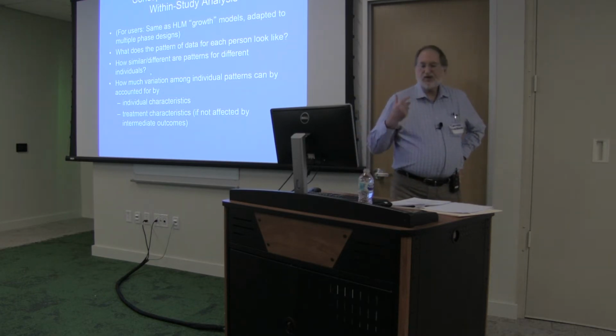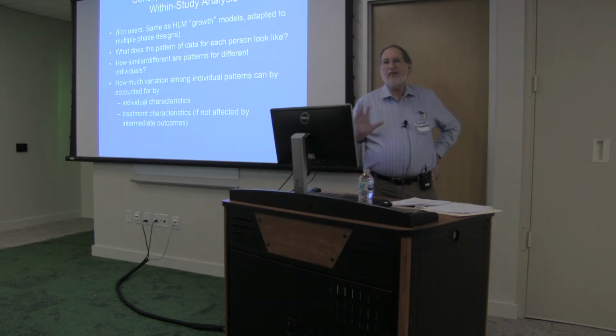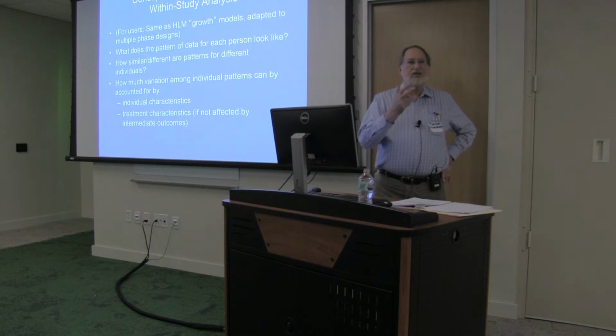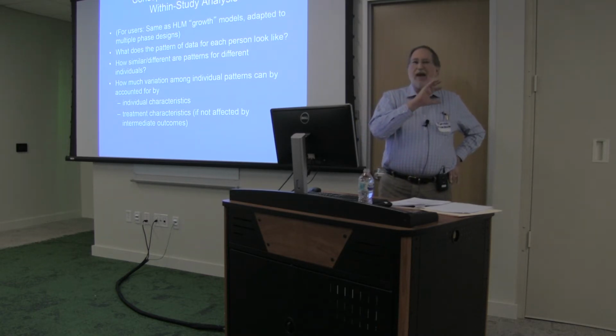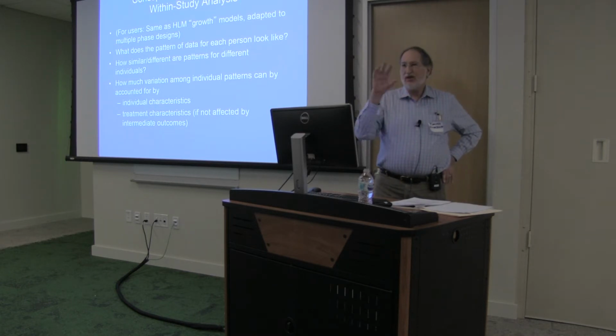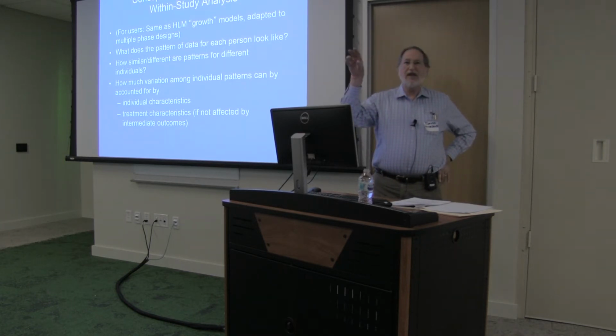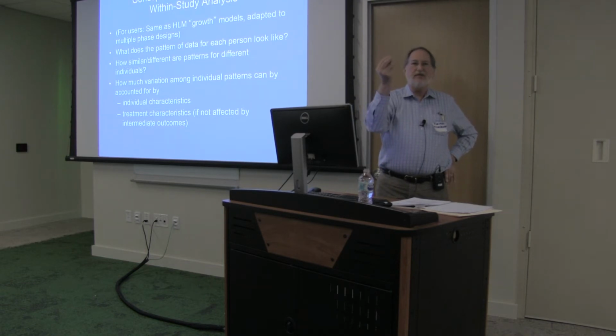I'm going to try to describe what multi-level models are about for people who don't know any statistics. All right, so here we go. What does the pattern of data look like for each person? And how can you describe it simply? Right?